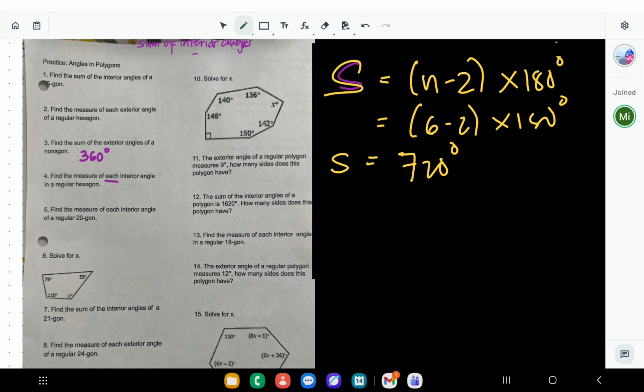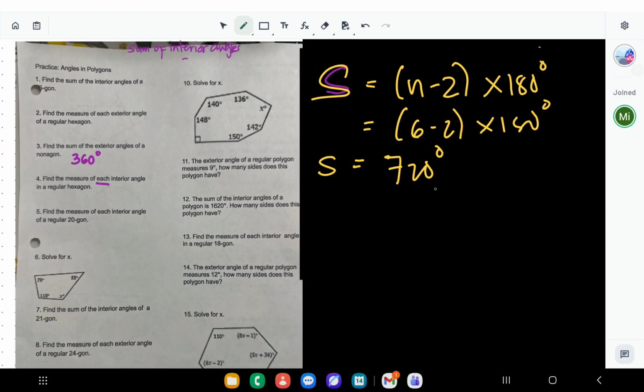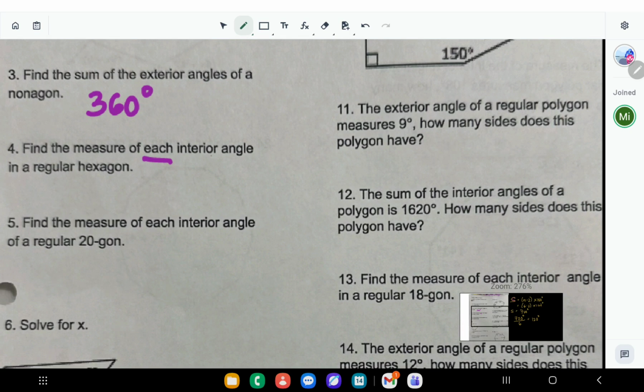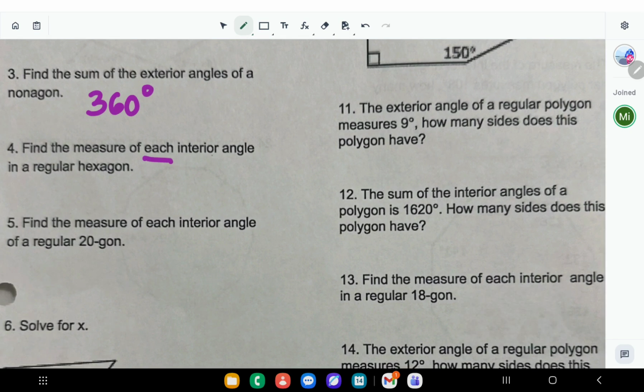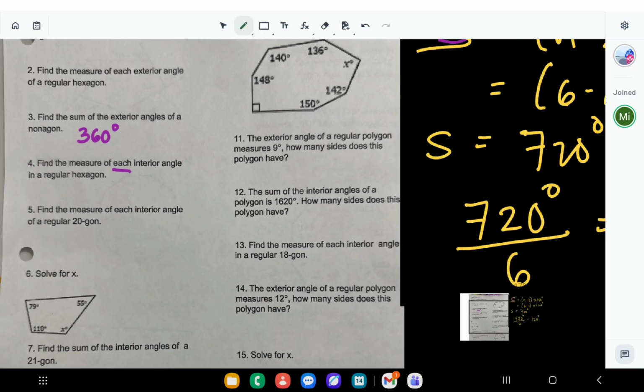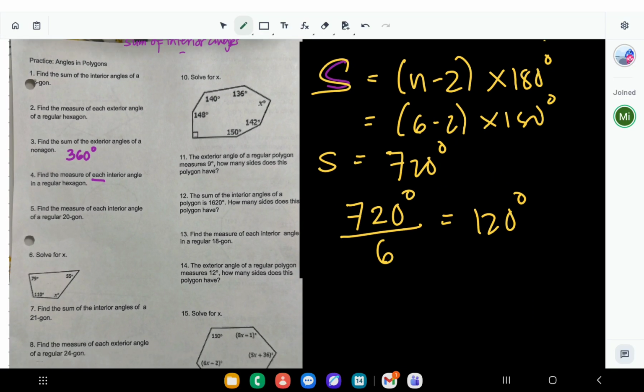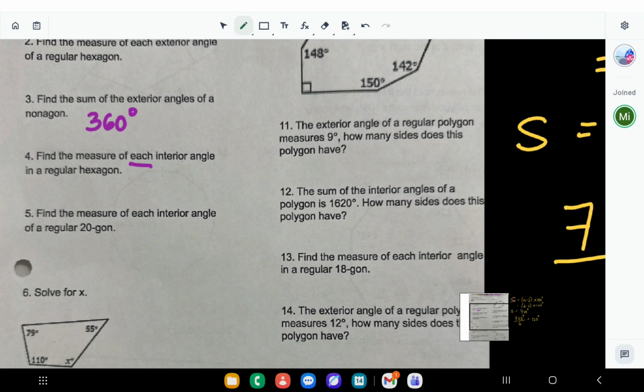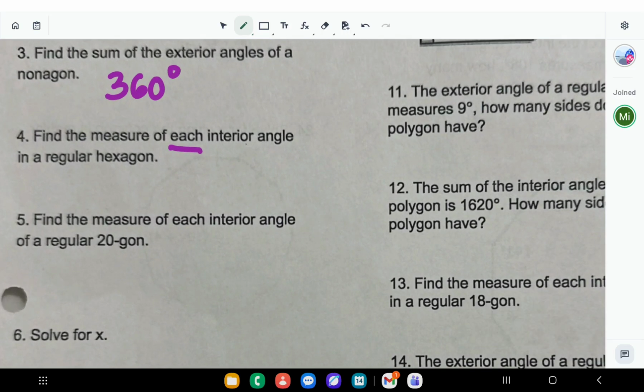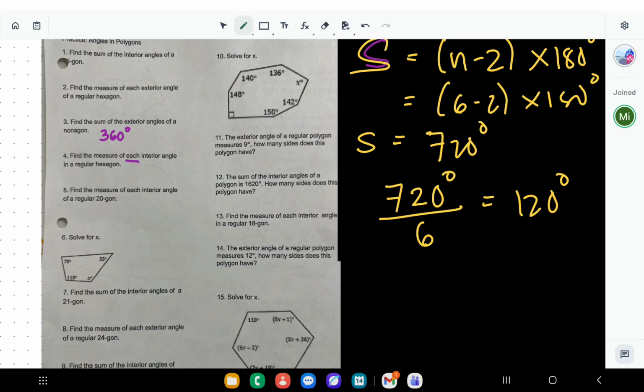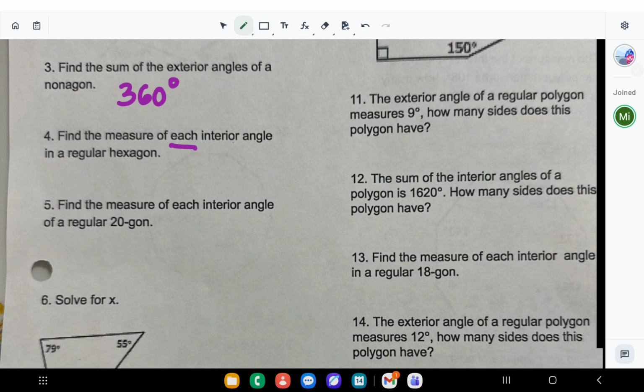Then now we need to find each interior angle. So you divide 720 by n, divide by 6. What is 720 divided by 6? Okay, so that is the measure of each interior angle in a regular hexagon. Then the next one, number 5.